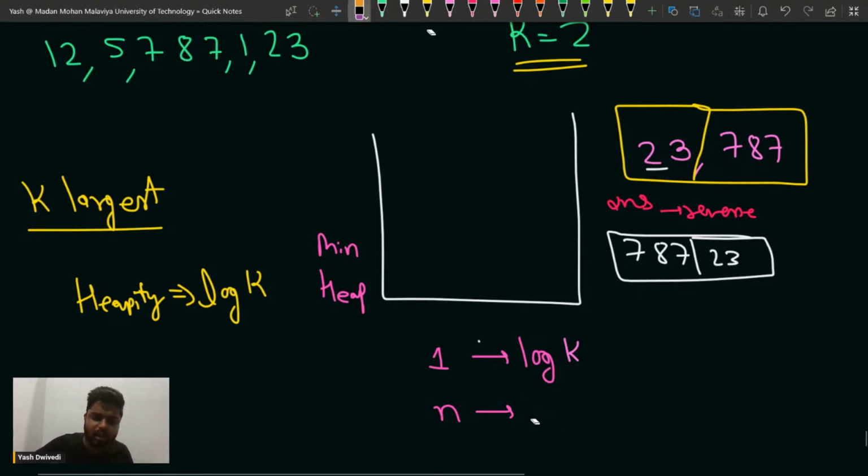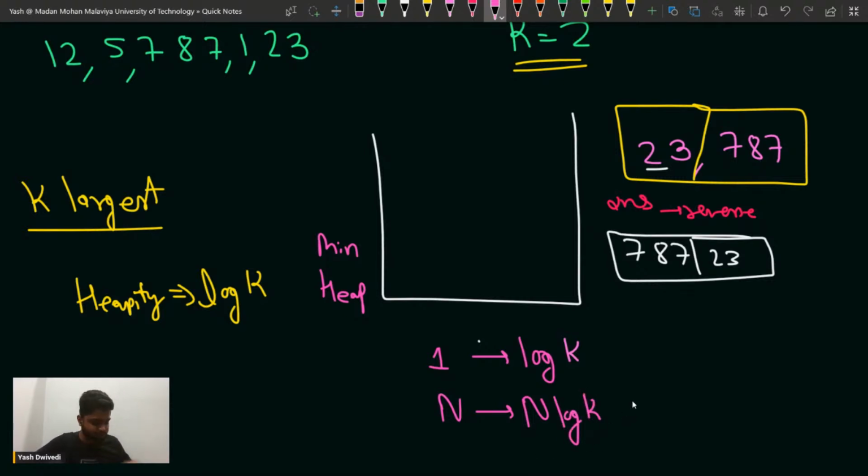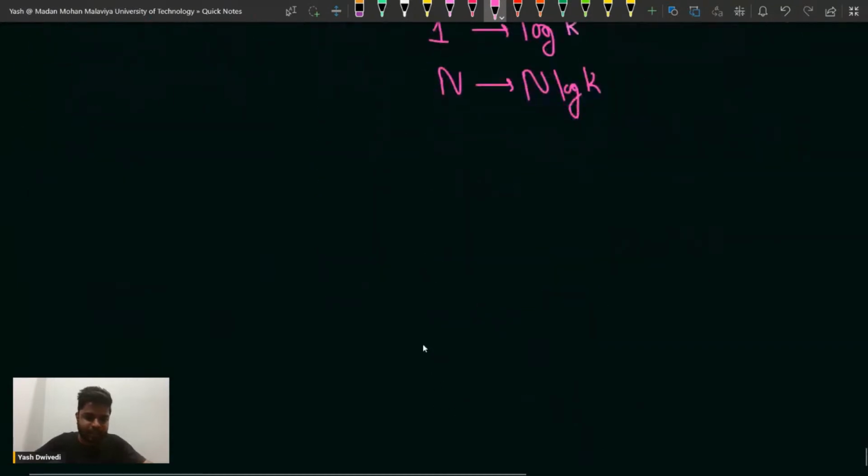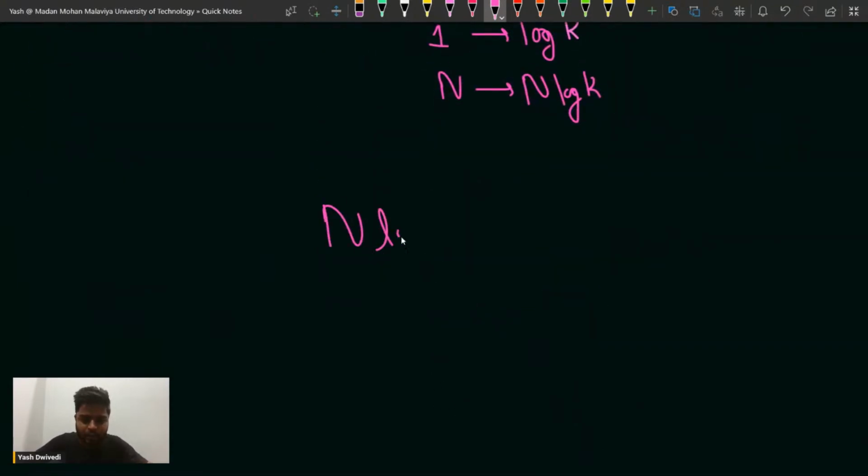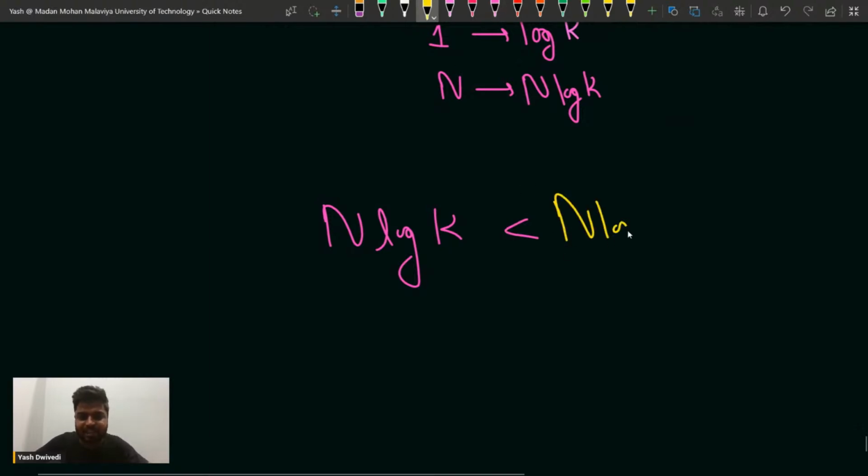Okay, is this point clear to everyone? So the complexity, if I keep this as n only, where n is the number of elements in the array, will be n log k at most. So is that clear? And you can understand one thing: n log k is lesser than n log n.